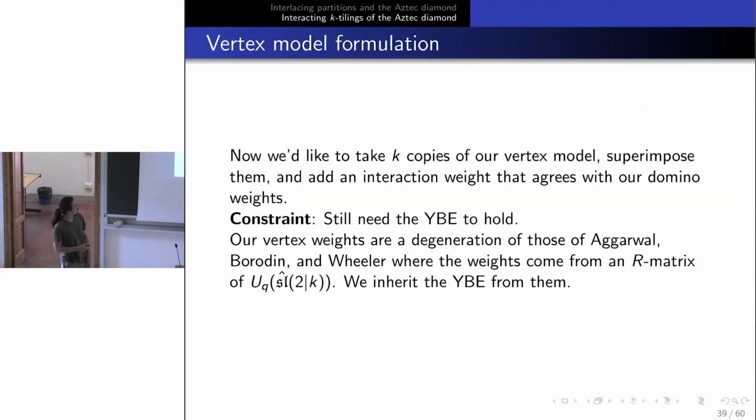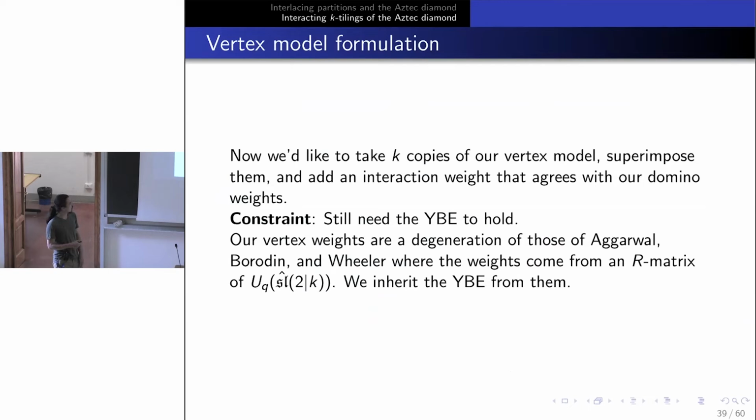Okay, so now we'd like to formulate this as a vertex model. So we're going to take k copies of our previous vertex model, superimpose them, and add some interaction weight. Our constraint is that if we want to use the same sort of arguments as before, we still need the Yang-Baxter equation to hold. And that's why we have this particular style of interactions.